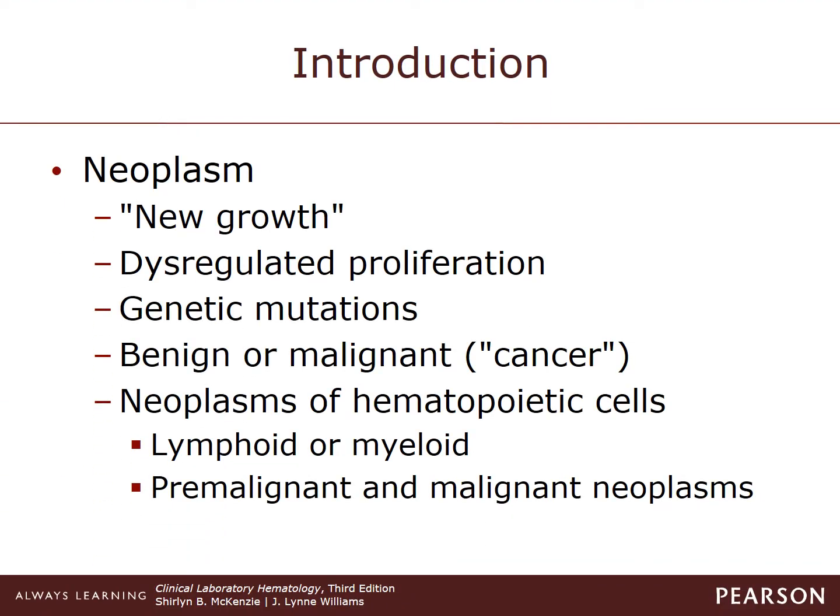So a neoplasm in general terms is a tumor, or just means new growth. They arise from a kind of dysregulated proliferation of a single transformed cell. Genetic mutations in these cells reduce or eliminate the cell's dependence on those external cytokines needed in regular types of proliferation. So neoplasms are either malignant or benign.